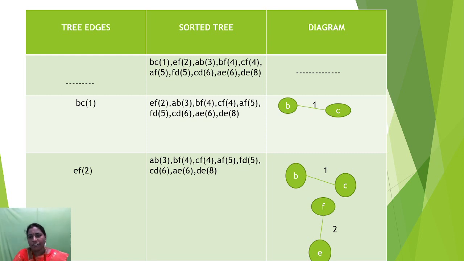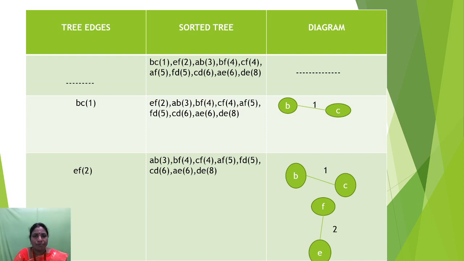Now you go to the diagram section. I draw the vertices B and C, connect them via an edge and assign the weightage value 1. I collect it from the tree edges. I just choose the first minimum value BC and draw the diagram initially. Okay, this is the first step. Now we go for the third row. I am choosing the second value, EF, the second lowest weightage value.